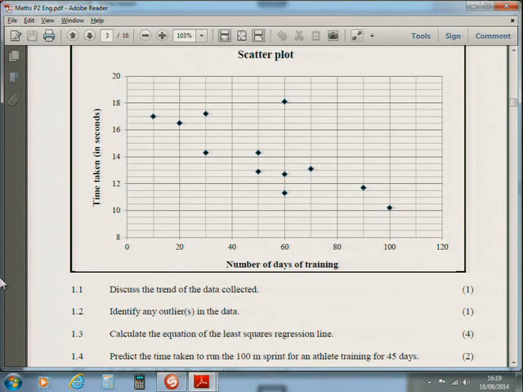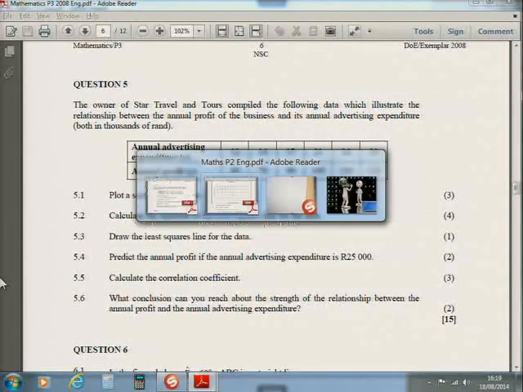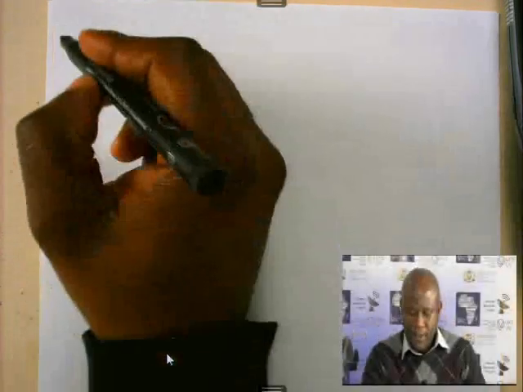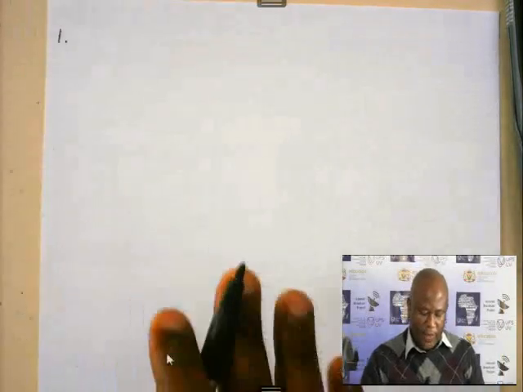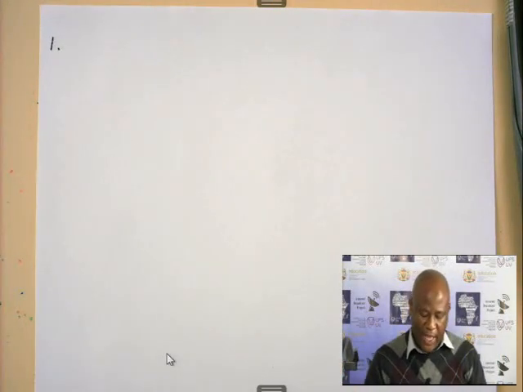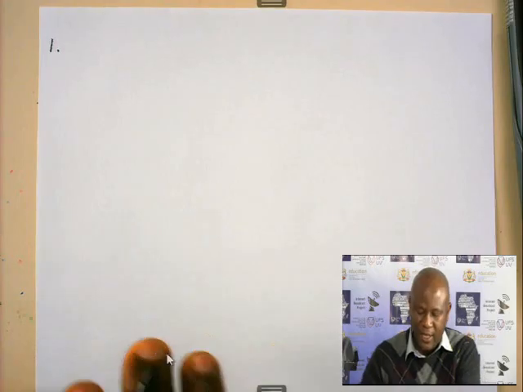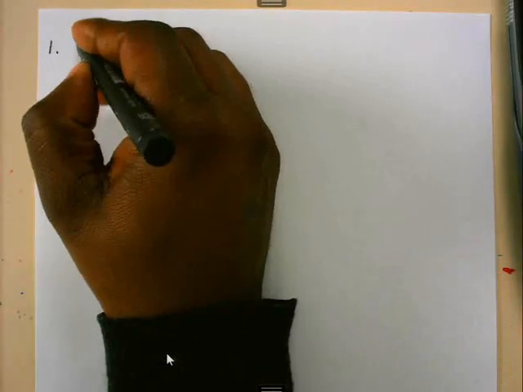I'm sure you have talked about it already. I don't know if you really want us to write that down, but we have talked about the trend already. Maybe we can check our screen here. Discuss the trend. Are you in agreement? Can we agree that as the number of days the athlete used to train increases, the time taken to complete the race becomes very little? You can write it in any way.